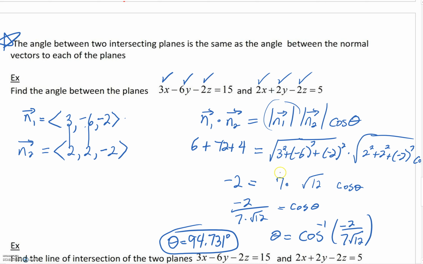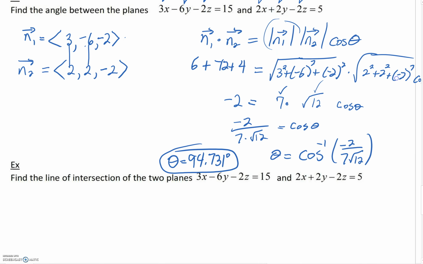And again, you just have to find the length of these two vectors. Through the Pythagorean theorem, you can see we'd have the square root of 49, which is 7, and this is a radical 12. Solve for cosine, take an inverse cosine, and then you're good to go.